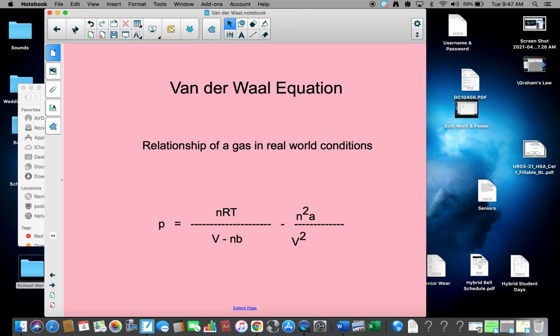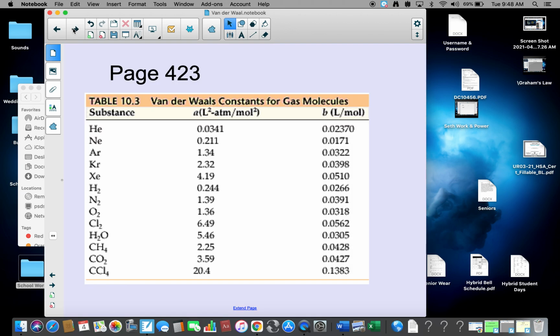It is a relationship of gases in real world conditions, where the pressure is equal to n, the number of moles, times R, the constant, times T, all over V minus n times the constant b, minus n squared, a constant, all over V squared. Now we use that, and these are the values that we'll use. It is in your book, and I'll include it in the note set here. These are values of a and b for various gases.